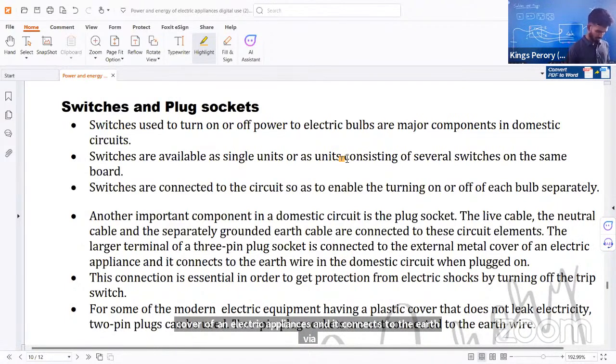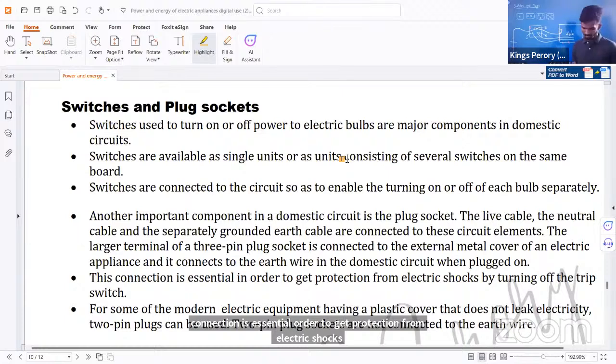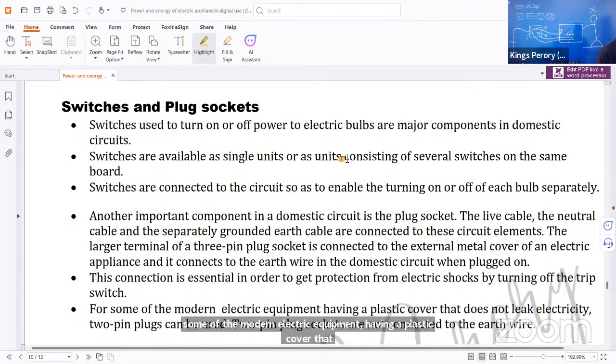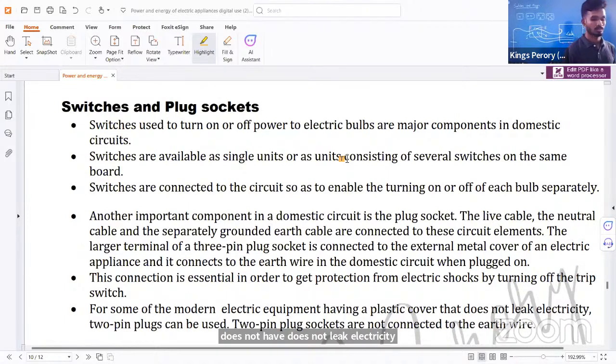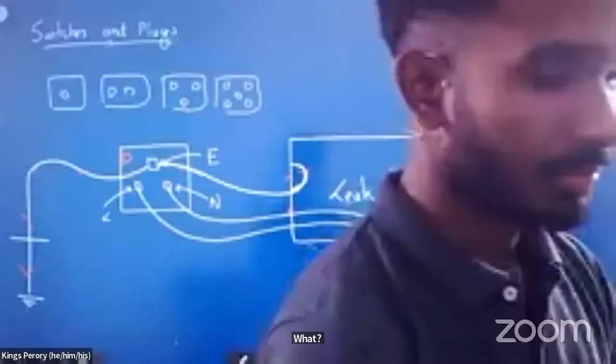This connection is essential in order to get protection from electric shocks by turning off the trip switch. For some of the modern electric equipment, having a plastic cover that does not leak electricity, two-pin plugs can be used. Two-pin plug sockets are not connected to the earth wire. So if there is no metal cover, no need for 3 pins. There are only 2 pins.